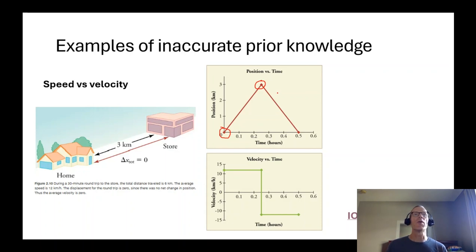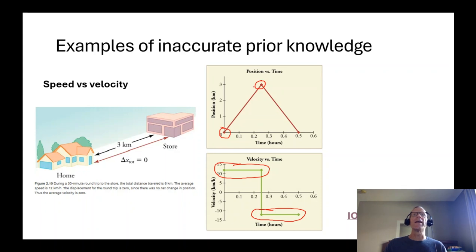So if we assume going from home to store is the positive direction, then this first part is going to be positive 12 kilometers per hour. And then the person turns around virtually instantaneously, and then they go back home at 12 kilometers per hour. But since they're going in the opposite direction, and if we define the direction of home to store as positive, then store to home would be negative.